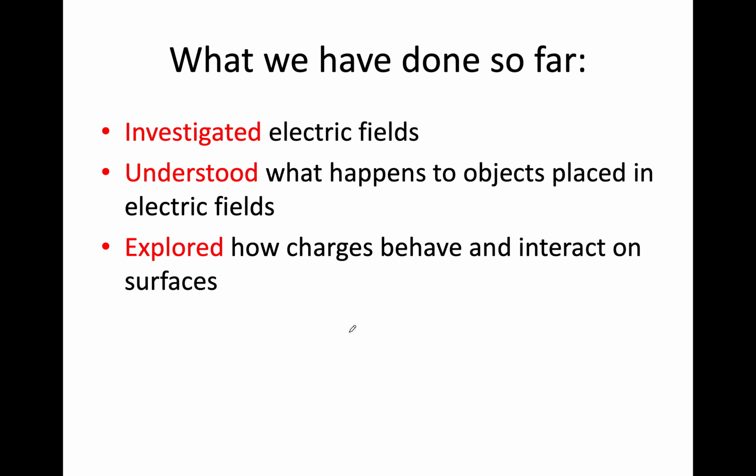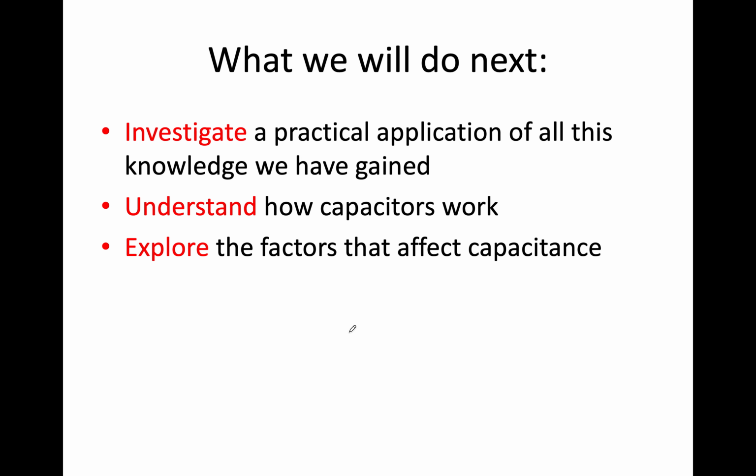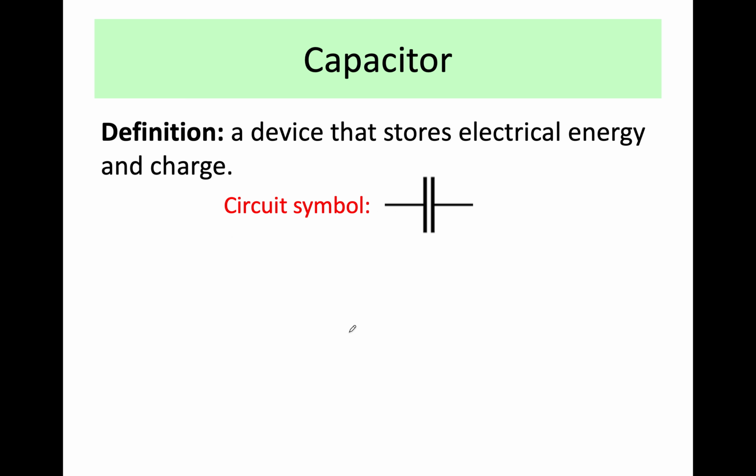Okay, so so far you've done electric fields. We understand what happens to objects placed in the electric fields and how they behave and interact on surfaces like metal objects, spheres, balls, whatever. When you touch them together, what happens? All of that. Now what we're going to do is look at this practical application, and we'll understand how capacitors work, and we'll explore the different factors that affect capacitance.